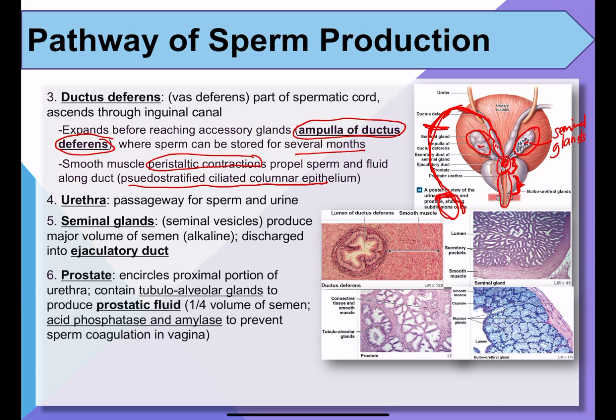Then the sperm will receive another round of secretion from the prostate gland, which is the next gland in the process. It produces prostatic fluid that makes up about a quarter of the volume of the semen, and it contains two important components. One is called acid phosphatase and the other is amylase, both of which will prevent sperm coagulation within the female's vagina.